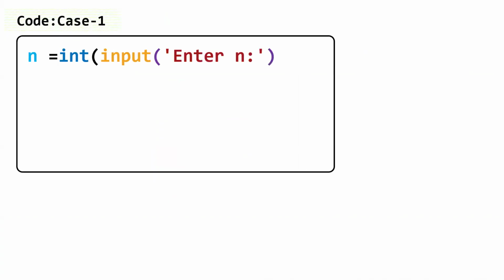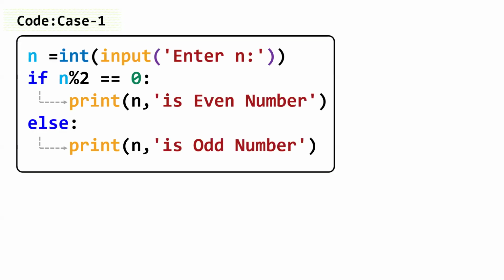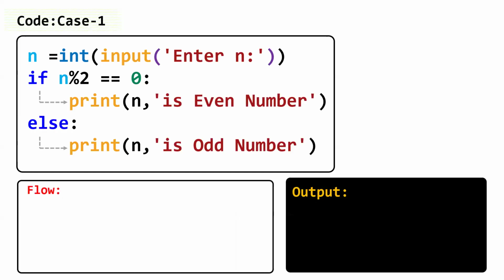So n is equal to int of input, enter n. We are checking if n is divisible by 2. We are going to print it as even. If n is not divisible by 2, we are going to print it as odd. So first, let's execute the first line. Let's see how it actually works in code.